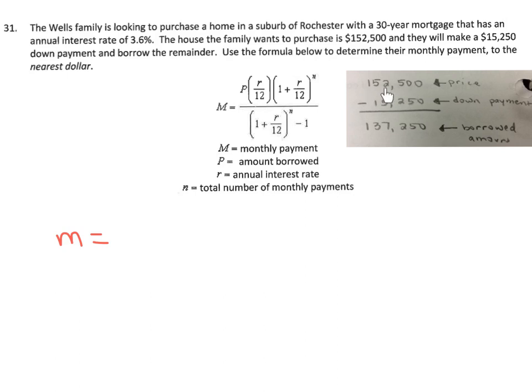This is the price of the home. This is how much money they've saved up that they're going to use as a down payment so they don't have to borrow as much. And when you subtract these, whatever you're left with is what you're going to borrow. So this is what I'm going to put in for the amount borrowed, for the P.